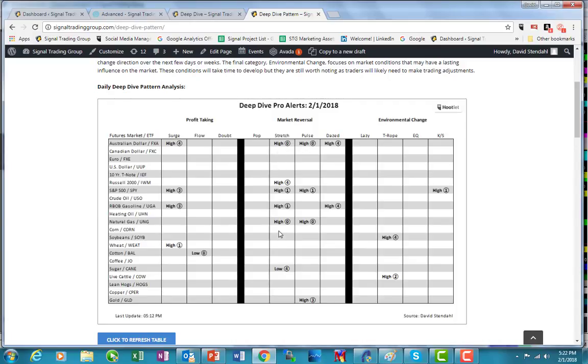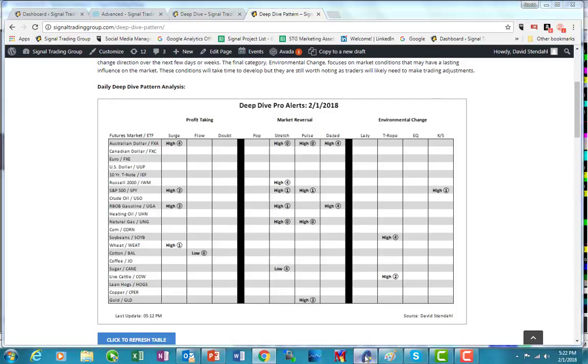Think of that as the primary indicator that you're going to be looking at as far as an alert. And if you get a pulse, you get an even stronger stretch. Just think in those terms. So if we get a stretch, we have a high stretch here in Australian dollar, and it's got a pulse high as well, both of which occurred today.